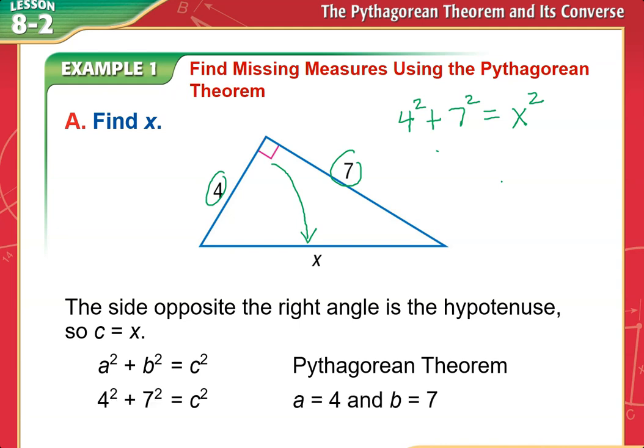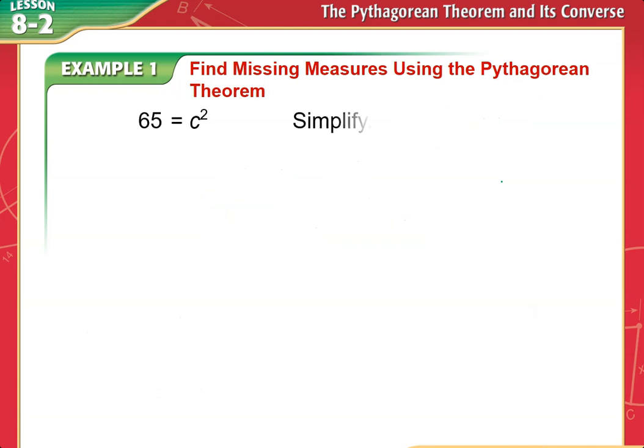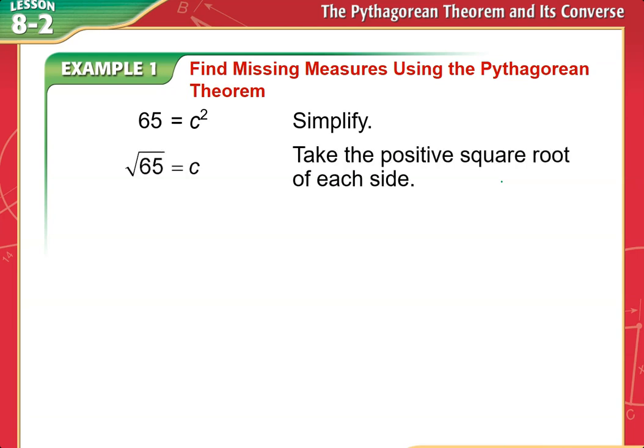So we have 4 squared plus 7 squared equals, and they're calling it c, just using the letters A, B, and C. And therefore, when we solve, we have 65, because that was my 49 plus 16, and then we can solve for c by taking the square root. So c equals the square root of 65.